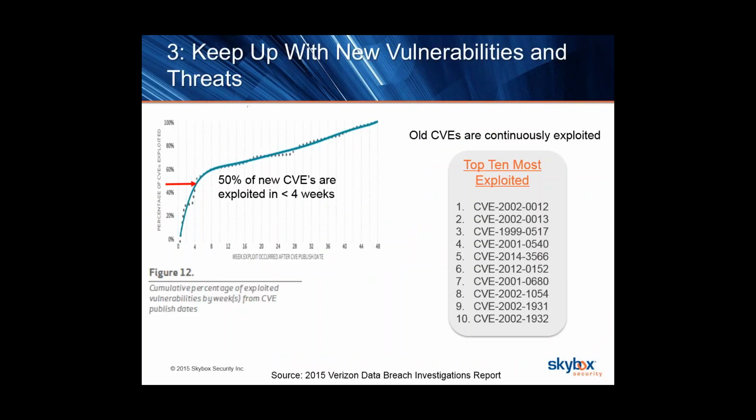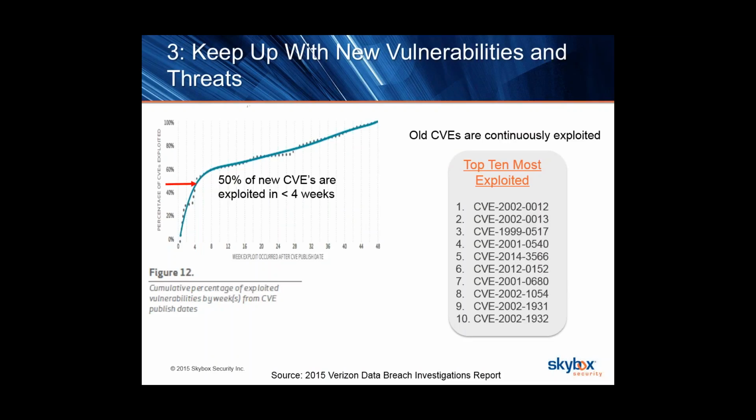A third best practice is certainly to make sure that you're doing the right things to keep up with new information, particularly new vulnerabilities and threats. And I have here a couple of charts. The one on the upper left is also from the Verizon Data Breach Report and shows the ramp up of exploits as they're created for new vulnerabilities that are reported.